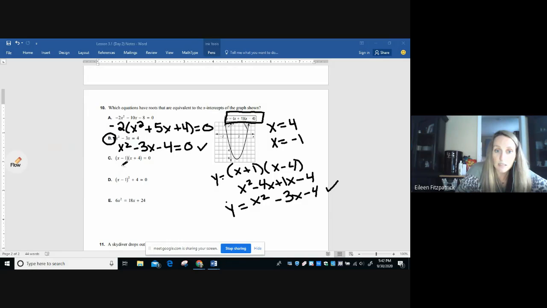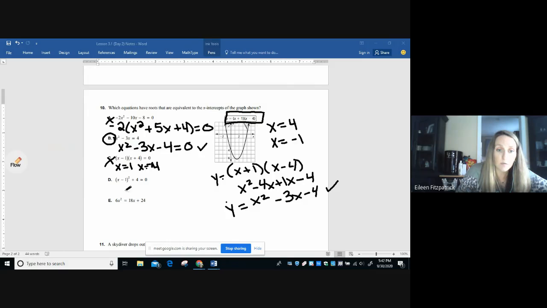If it does, that means it would have the same x-intercepts. All right, the next equation, if I was to FOIL it, it's not going to give me the same because the signs are different. If I set each of those equal to 0, this is going to have an x-intercept at positive 1 and negative 4, which is different. I had a positive 4 and a negative 1, so this one doesn't work.